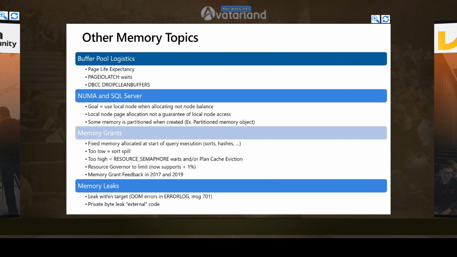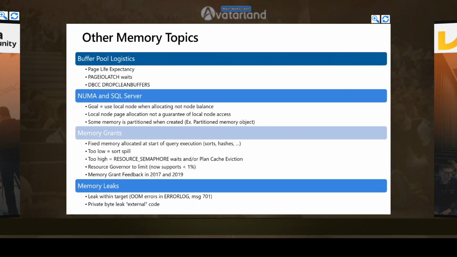Now, what about memory leaks? I've had this question come up a lot, like, I think SQL has a memory leak. If SQL Server has a leak in its own code, like in memory manager code, or in code that needs memory for fixed memory, the behavior is out of memory errors in the error log or message 701 errors. That's a leak within SQL Server. Let's give an example. Maybe we have a leak in the plan cache code. So we allocate memory for plan cache, but we never give it back, even when there's pressure. So what eventually happens is SQL uses all its memory, and then eventually you'll get out of memory errors.